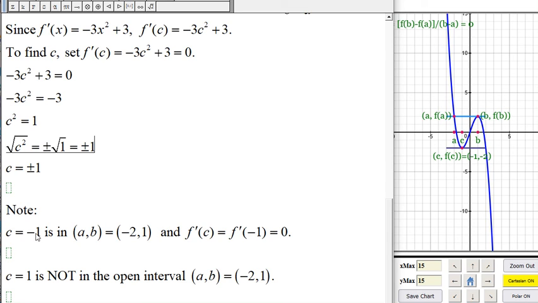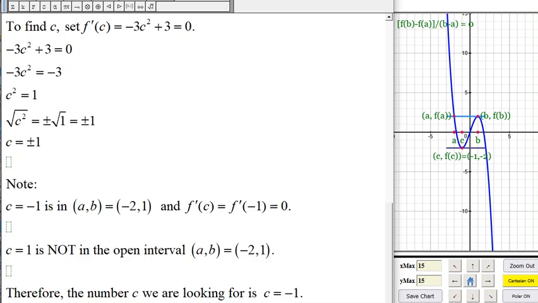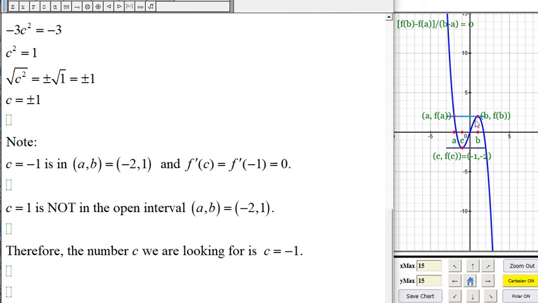Now we look at negative 1 first. Negative 1 is in this open interval, but when c is 1, it's not in the open interval. It's at the endpoint. And so the c we want is c equal to negative 1. And if we look back at the graph right here, at negative 1, the corresponding tangent line is horizontal. And so c is equal to negative 1.